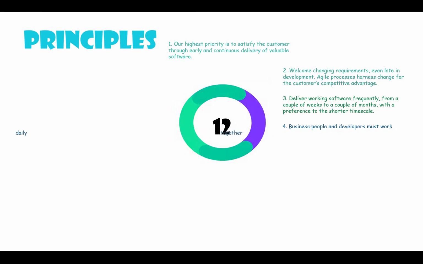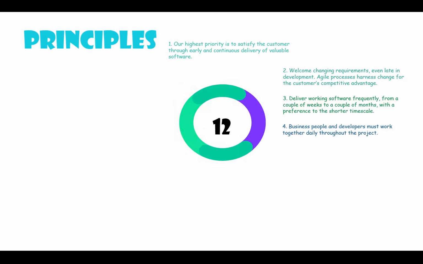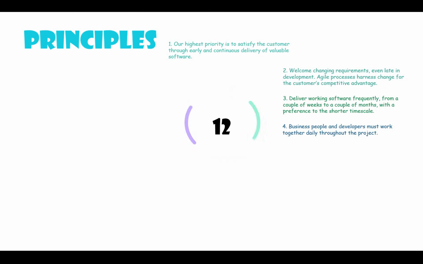The fourth principle is that business people and developers must work together daily throughout the project. This is about collaboration, because if you have a customer team, a development team, and operations, all these teams should work together daily throughout the project. It's not like, as I mentioned in waterfall, where a customer comes in the beginning, gives all the requirements and goes off, and there is no collaboration in what is happening in the project. But in Agile, you should have the product owners, or somebody from the stakeholders, always in the Agile meetings and reviews, so that you have good collaboration and product backlog definition and all those things.